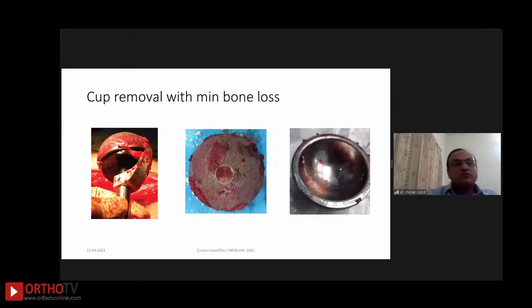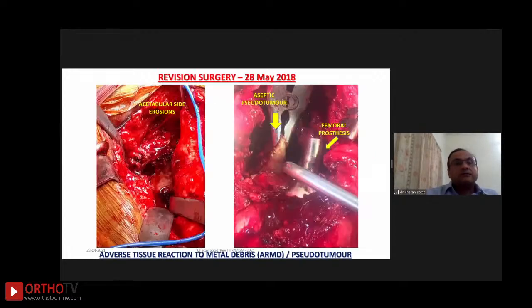Bone loss, there was minimal bone loss in the stem. So first part of the surgery went very well. It was great. Next is to take the pseudotumor out. It was right in between the groin.